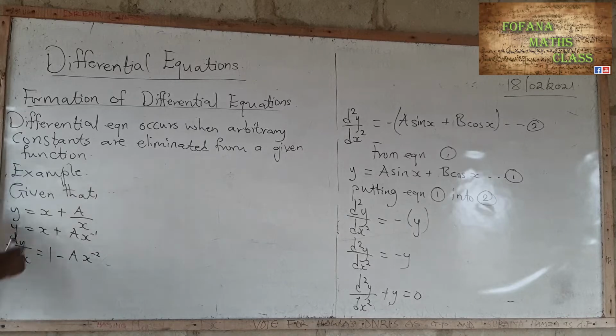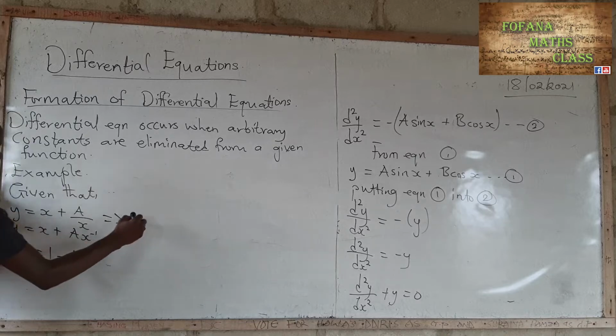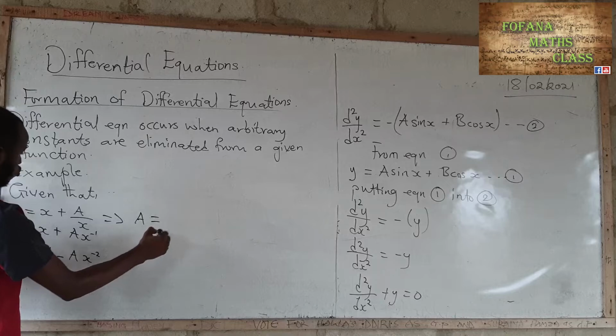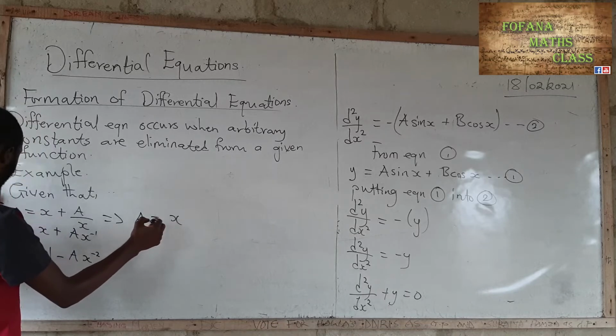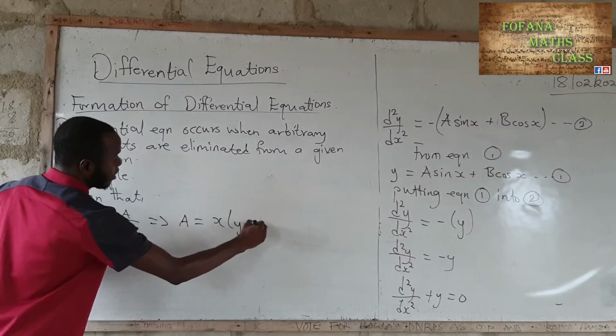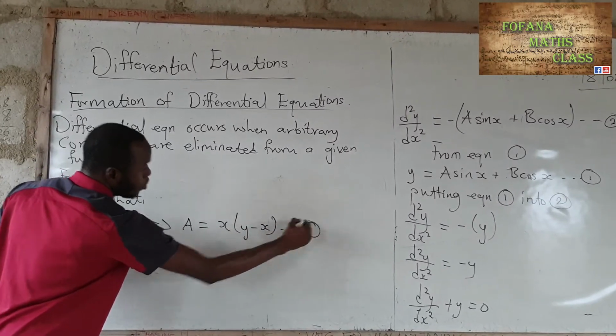Okay, now from here I can decide to make a the subject. So when I make a the subject from here, I will be having a equal to x into brackets y minus x. Okay, so I will name this equation as my equation 1.